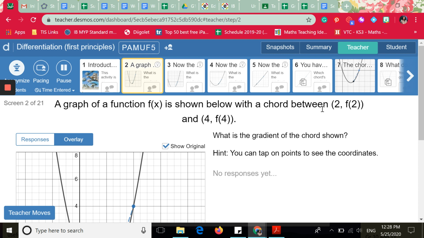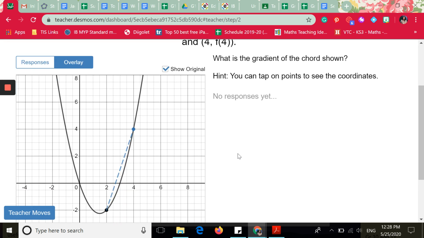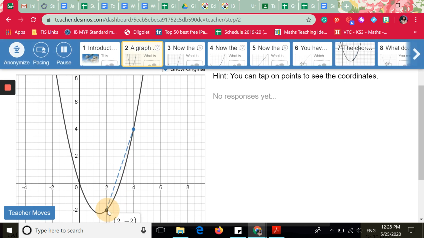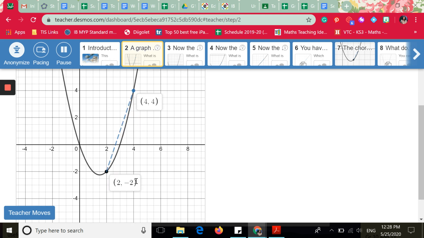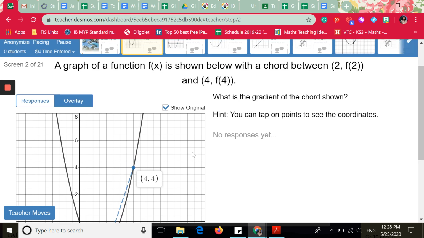So whenever you see 2 comma f of 2, I want to show you here. So if I tap on these, the points will appear. So 2 comma f of 2 means f of 2 is, in this case, -2. So f of 2 means when x is 2, what is the value of y? So whenever the given relation is a function, we replace y by f of x. Okay, so similarly for 4, you can see f of 4 is 4.